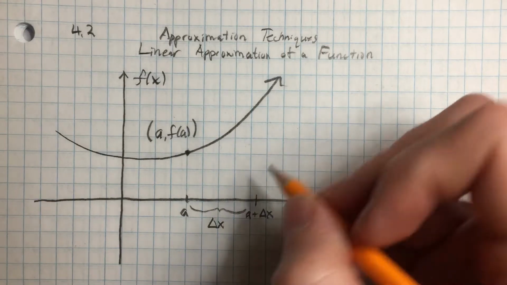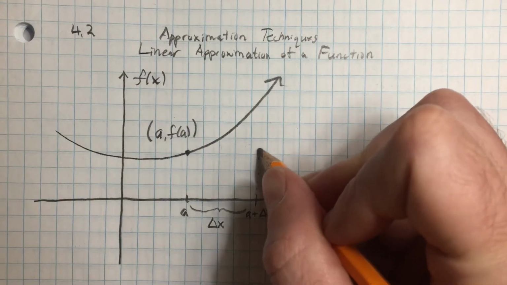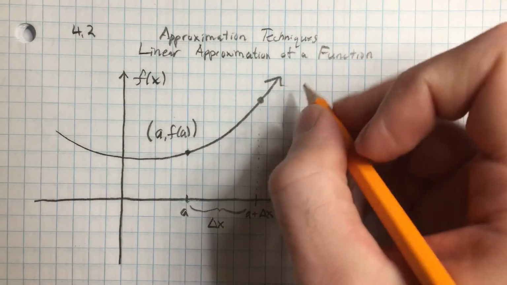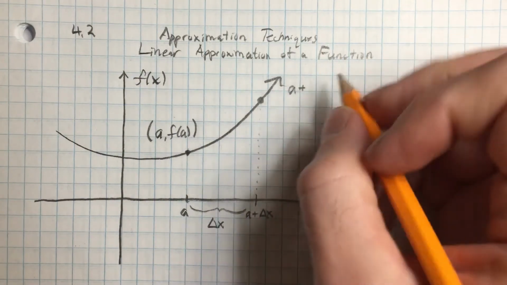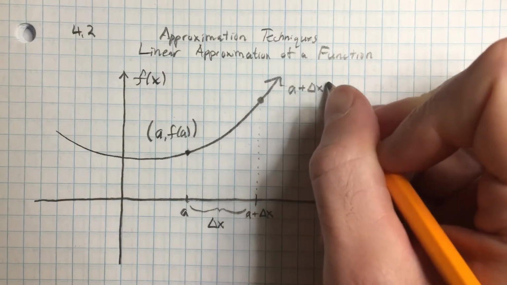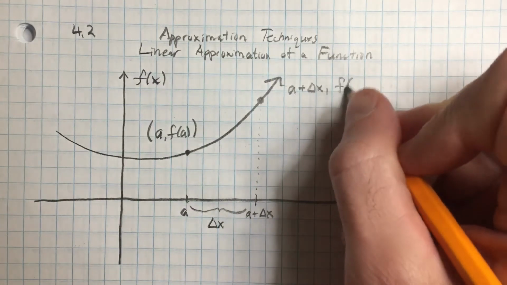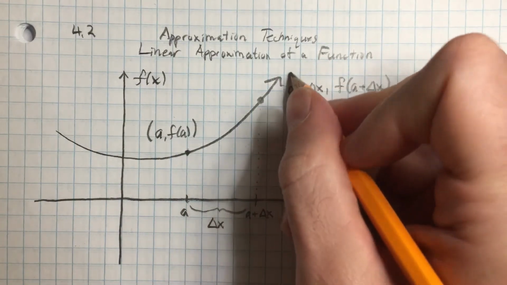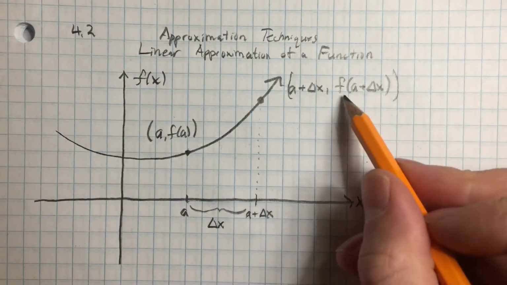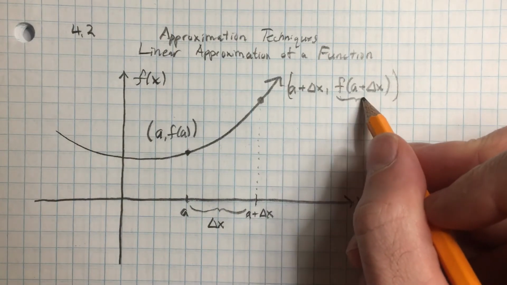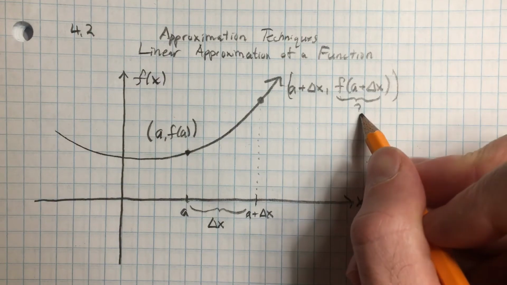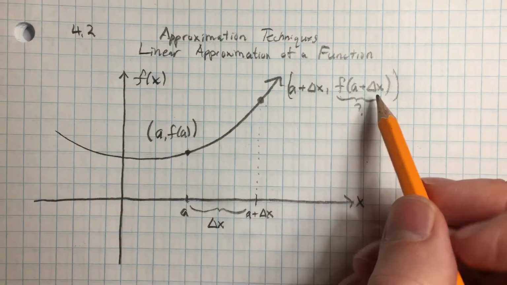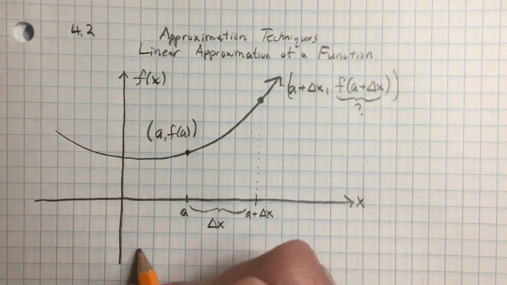All right? And we map this up to the curve. And this would be a plus delta x, comma, f of a plus delta x. Okay, so this is the value we don't know. This is the value in question. We want to try to figure out a way to approximate f of a plus delta x. Okay? So that's our goal.